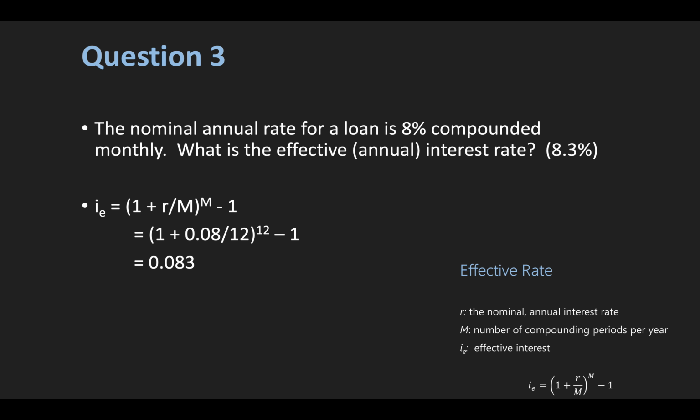And like we said, the effective interest rate should always be bigger than the nominal interest rate. If after you calculate, you find out, oh, actually my effective interest rate is smaller than the nominal interest rate, then something went wrong. So you need to double check. All right, so that's question 3.